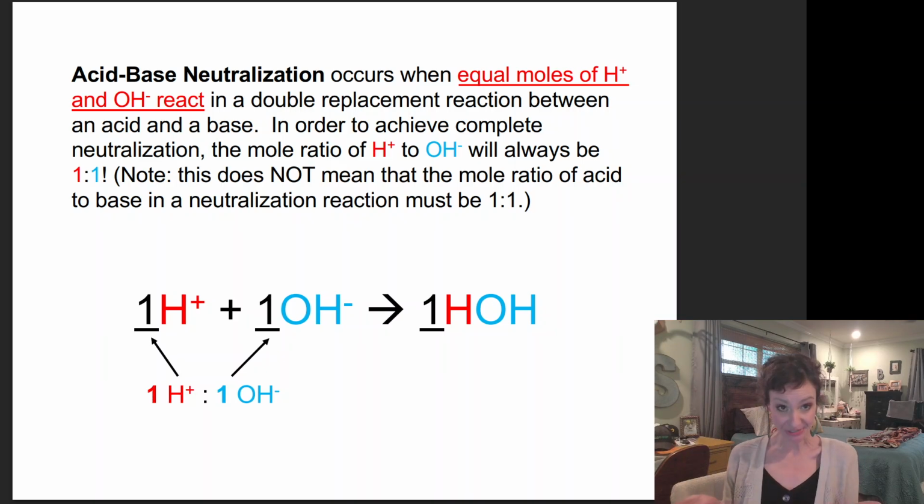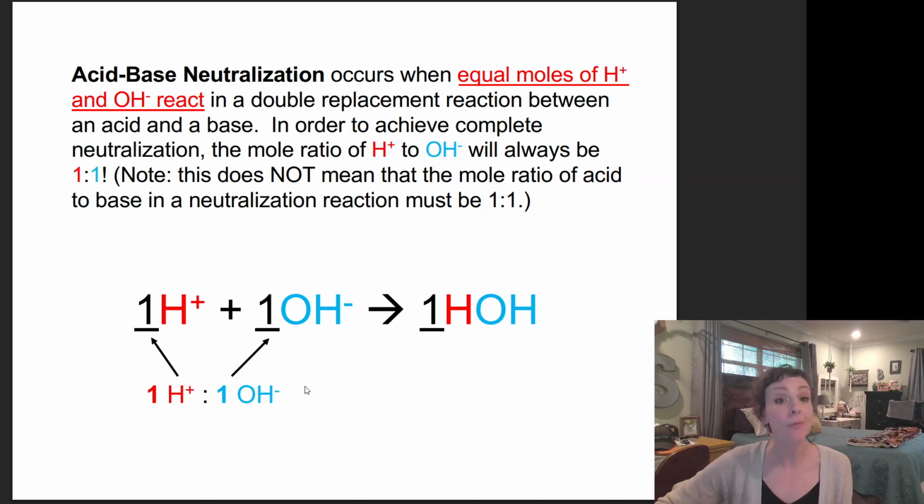Acid-base neutralization occurs when I have equal moles of the hydrogen ion and the hydroxide ion reacting in a double replacement, swapping partners reaction between an acid and a base. In order to achieve complete neutralization, the mole ratio of the hydrogen ion to the hydroxide ion will always be 1:1, okay? I know that I need one of these hydrogen ions and one of these hydroxide ions to create one of these water molecules, okay?